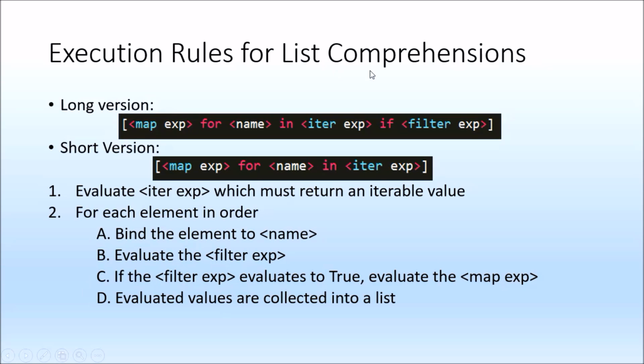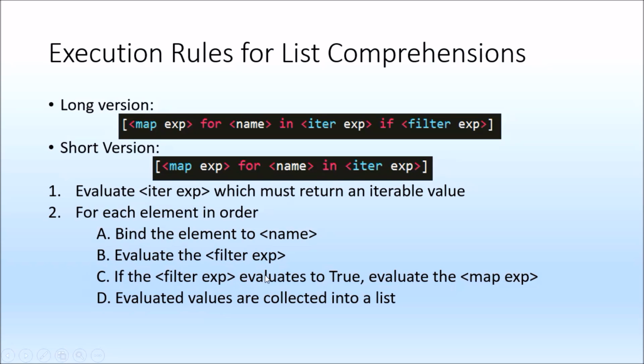Now, the execution rules for list comprehensions is that we have a long version and a short version. The long version is where we include the filter expression, and the short version is when we don't have any filtering expression. The first thing we do is evaluate the iterable expression. It has to evaluate to an iterable value, which is a sequence, in our case so far. And for every element in the order that it appears in the list, we bind the element to the name, and then we evaluate the filter expression.